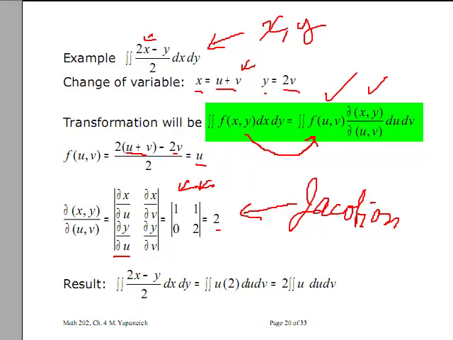I now have the Jacobian computed, and I can assemble the new problem right here. So I have the u because that's my function that I reevaluated. So the u goes right there. Then I have the Jacobian. I put that next, and then du dv. Just fill this in. Of course, the u can come outside, and now I'm just integrating the double integral of u du dv. You would have to change limits as well, and that's pretty straightforward.